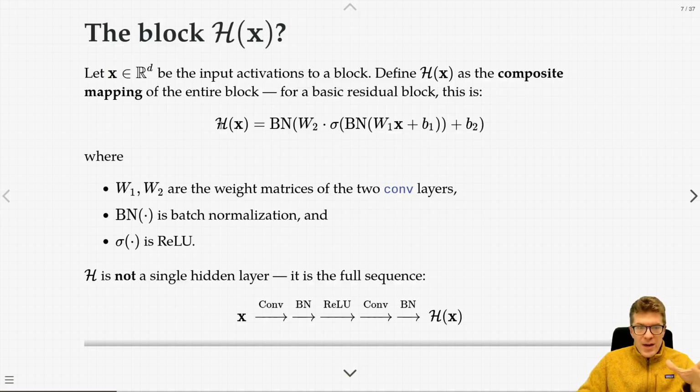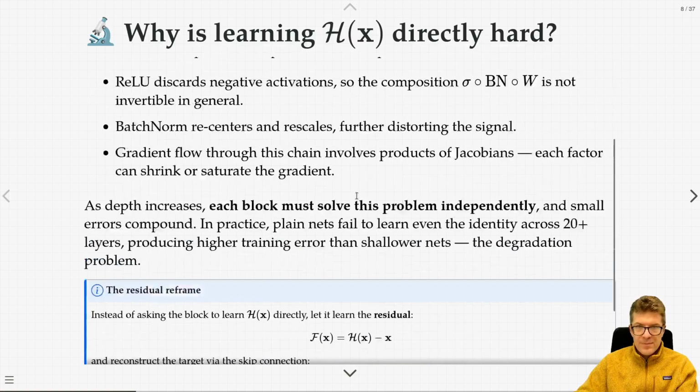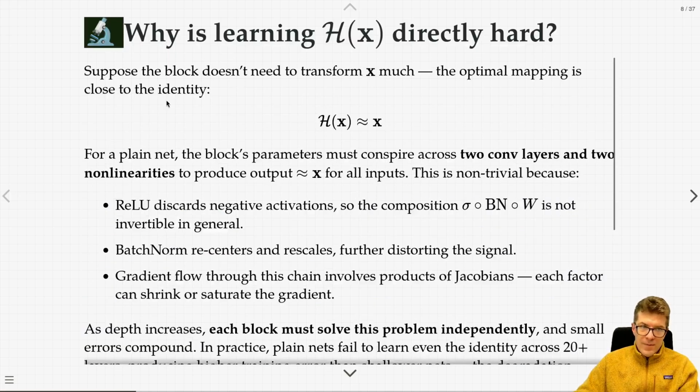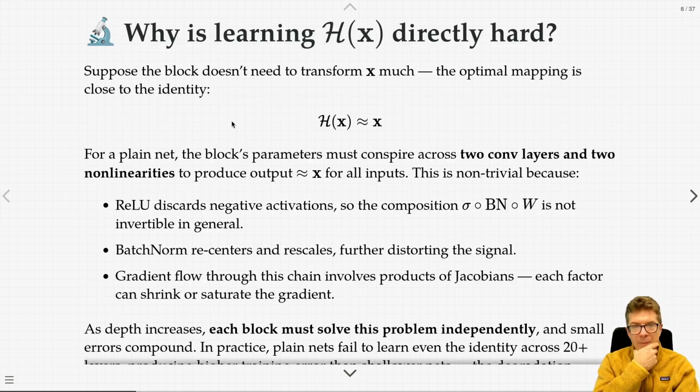So H is our block. And we're calling it H because it's kind of like a hidden layer, but it's not a hidden layer. So we want to use the same kind of terminology. But big H is not a single hidden layer. It's a sequence of a convolution, batch normalization, nonlinear activation, another convolution, another batch normalization, and all of that together is our block, which we're calling H. So a little bit of an under-the-microscope thing. It's a bit more texty here, but be it as it may.